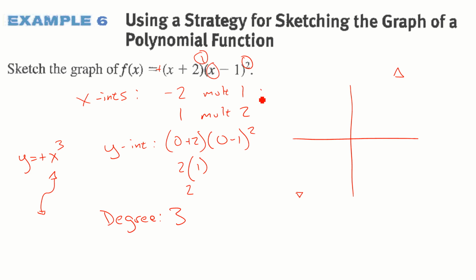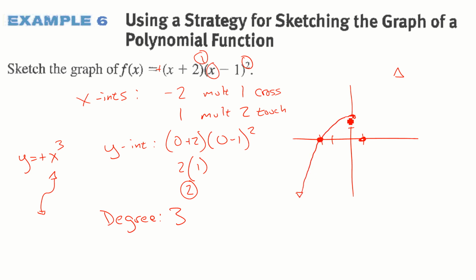I cross at odd multiplicities, and I touch at even multiplicities. So I'm going to cross at x equals negative 2, and I'm going to touch at x equals 1. My y-intercept is 2. So I have intercepts at negative 2, positive 1, and a y-intercept at positive 2. Can we use those pieces of information and connect the dots to make a nice sketch of a graph? I think we can. Up we go.